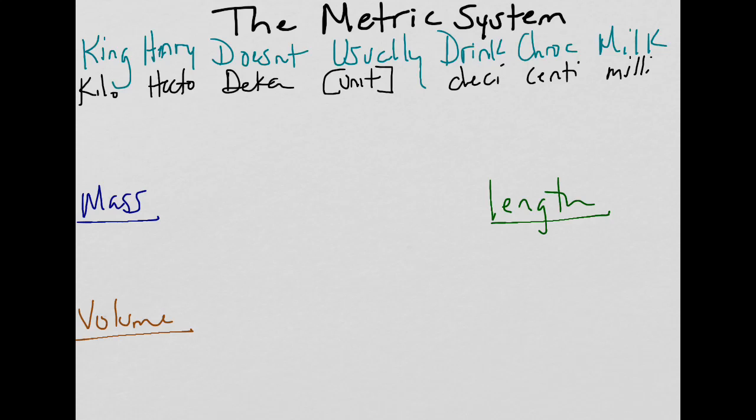Alright, so to understand the metric system, we learned this mnemonic device that helps us remember the order of the prefixes that go onto the units. That mnemonic device is King Henry doesn't usually drink chocolate milk. And they stand for the prefixes: kilo, hecto, deca, unit, we'll come back to that, deci, centi, and milli. Notice the capital letters, the K, H, and D, and the small letters, small d, small c, small m.